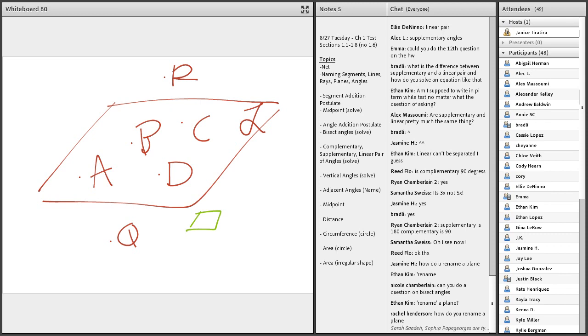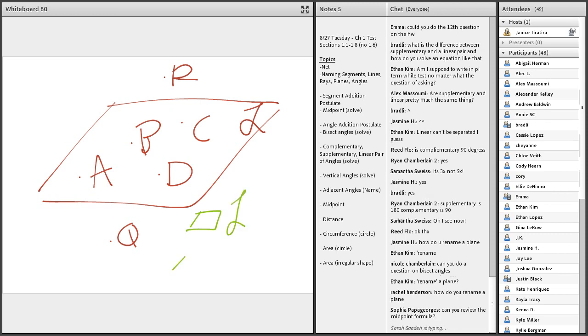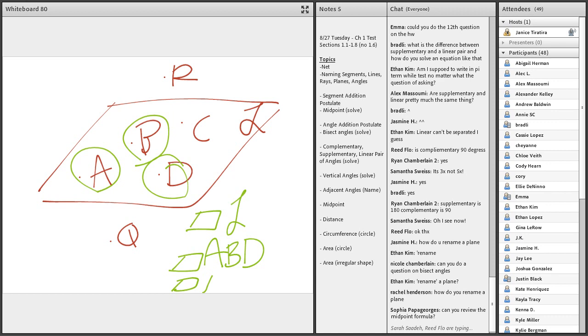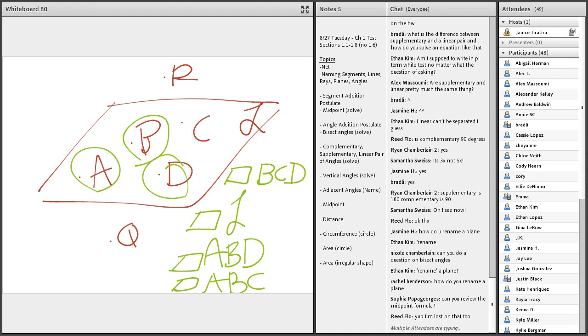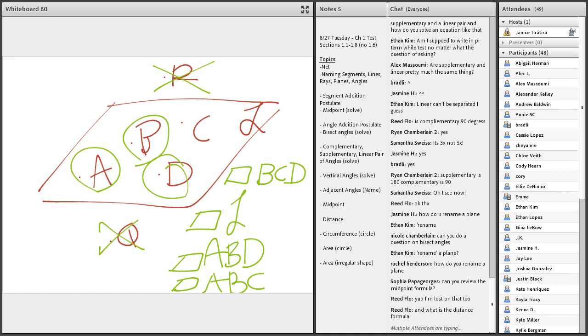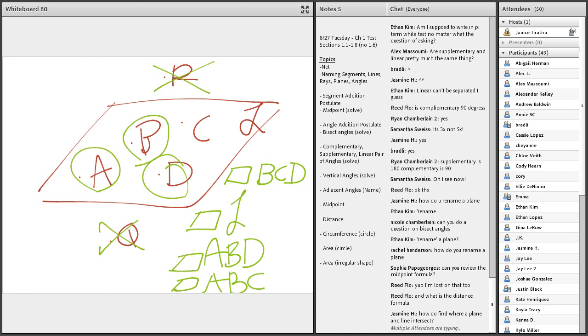So if this is plane L, to rename it you would literally just take any 3 points on that same plane and write those 3 letters. It could also have been plane ABC. It could have also been plane BCD. Any 3 points on the same plane. But don't use R because that's not in the plane. Don't use Q because that's not on the plane. So that's how you can rename a plane.